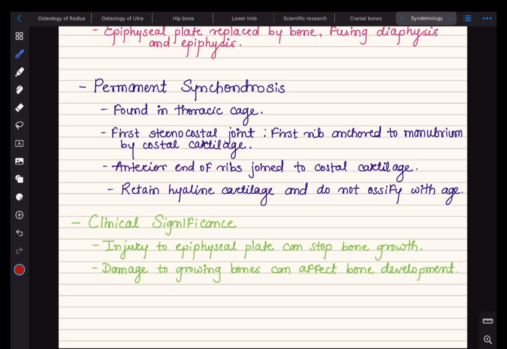These types of synchondrosis joints are found in the thoracic cage. The first sternocostal joint: the first rib is anchored to the manubrium by the costal cartilage. The anterior end of the ribs is joined to the costal cartilage. It retains the hyaline cartilage and does not ossify with age.